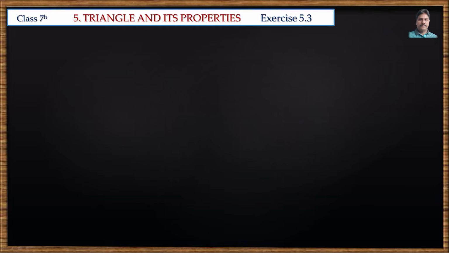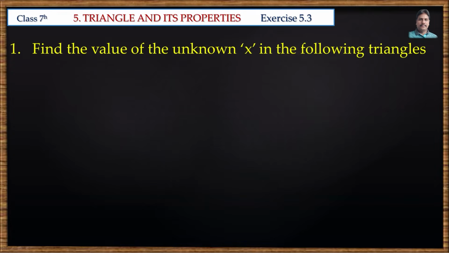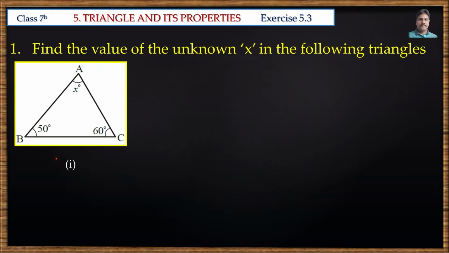Exercise 5.3, first problem. Find the value of the unknown x in the following triangles. First bit, here triangle ABC is given. Angle A is equal to x degrees, angle B is equal to 50 degrees, angle C is equal to 60 degrees. Let us solve this problem.